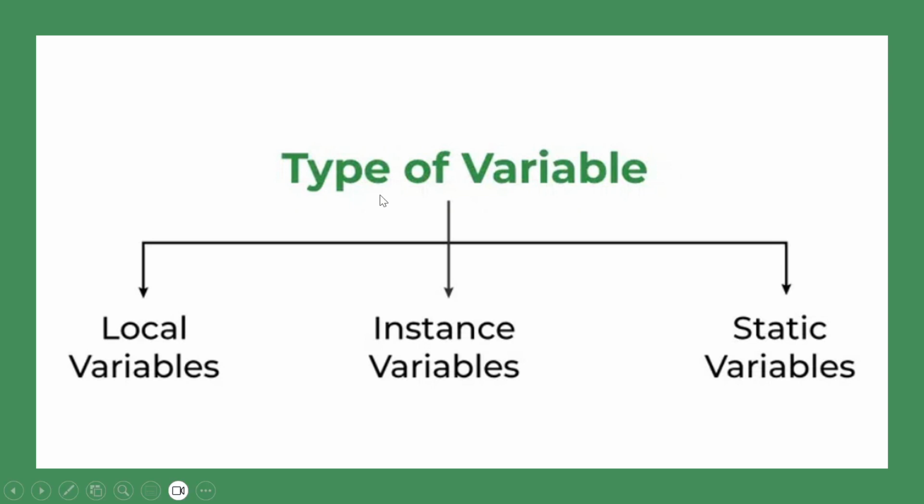So let's start with the types of variable. In Java there are mainly three types of variable: local variable, instance variable, and static variable. In the previous video, we discussed what a variable is and how we can declare a variable, data types, and literals. If you have not watched that video, please go through it. So let's start with the local variable.